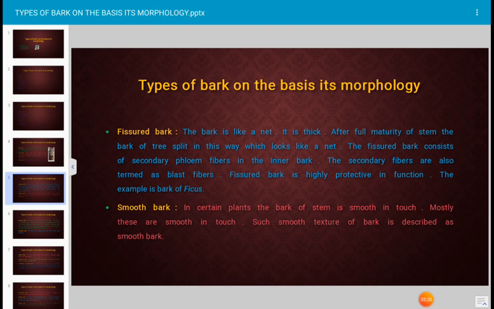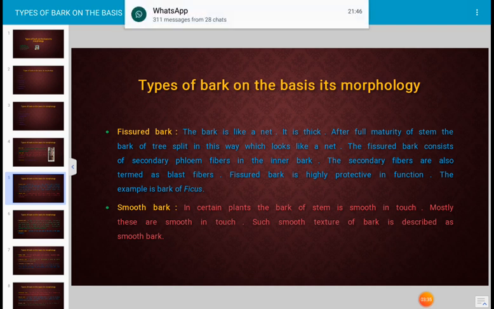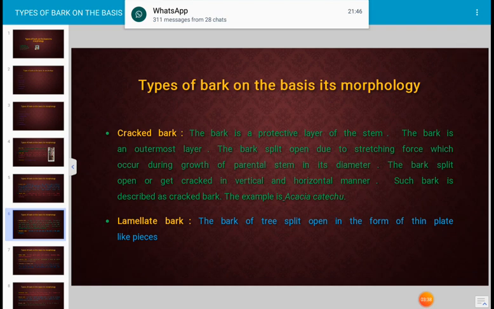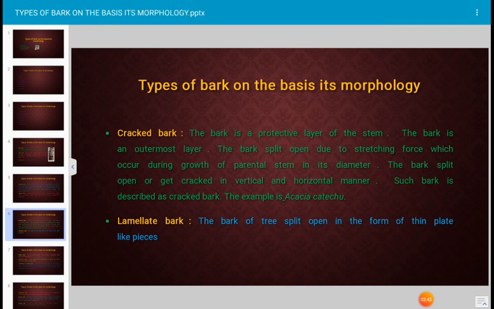Next, smooth bark. In certain plants, the bark of the stem is smooth to touch. Such a texture of the bark is described as smooth bark. Next, cracked bark. The bark is the protective layer of the stem, an outermost layer. The bark splits open due to stretching force which occurs during growth of the parental stem in its diameter. The bark splits open or gets cracked in vertical and horizontal manner. Such bark is described as cracked bark.